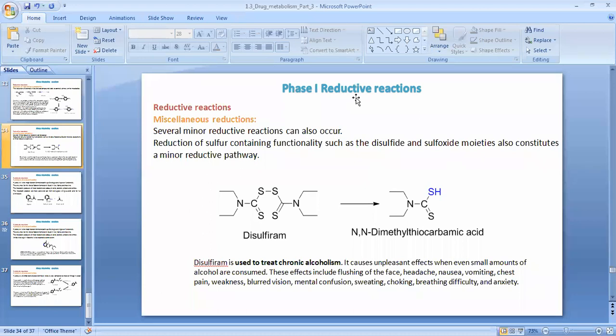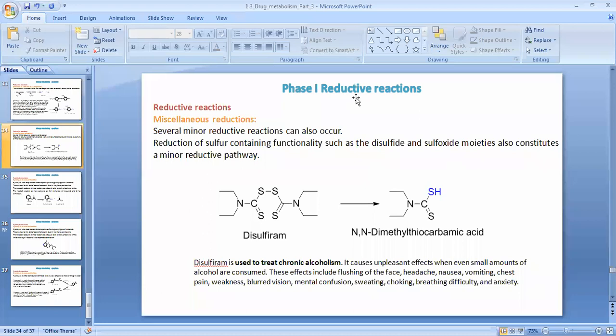Now such type of drug molecules are going to undergo some miscellaneous reduction reactions. In reduction reactions, we have seen two important main classes. First we have seen the conversion of carbonyl compounds, that is aldehydes, into the corresponding alcohol. If aldehyde is there, it is converted into primary alcohol. If ketone is there, it is converted into its secondary alcohol.